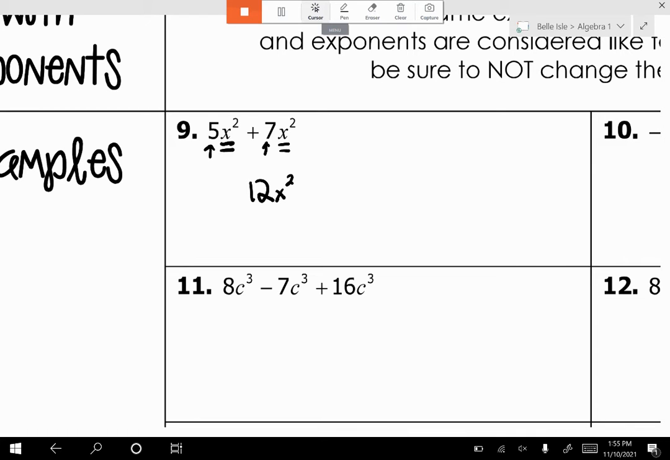Can you only combine them if it's the same exponent? They have to be the exact same variable. Yeah. So if this was 5x plus 7x squared, Parker, you couldn't combine them, because they don't have the same exponent. Okay.